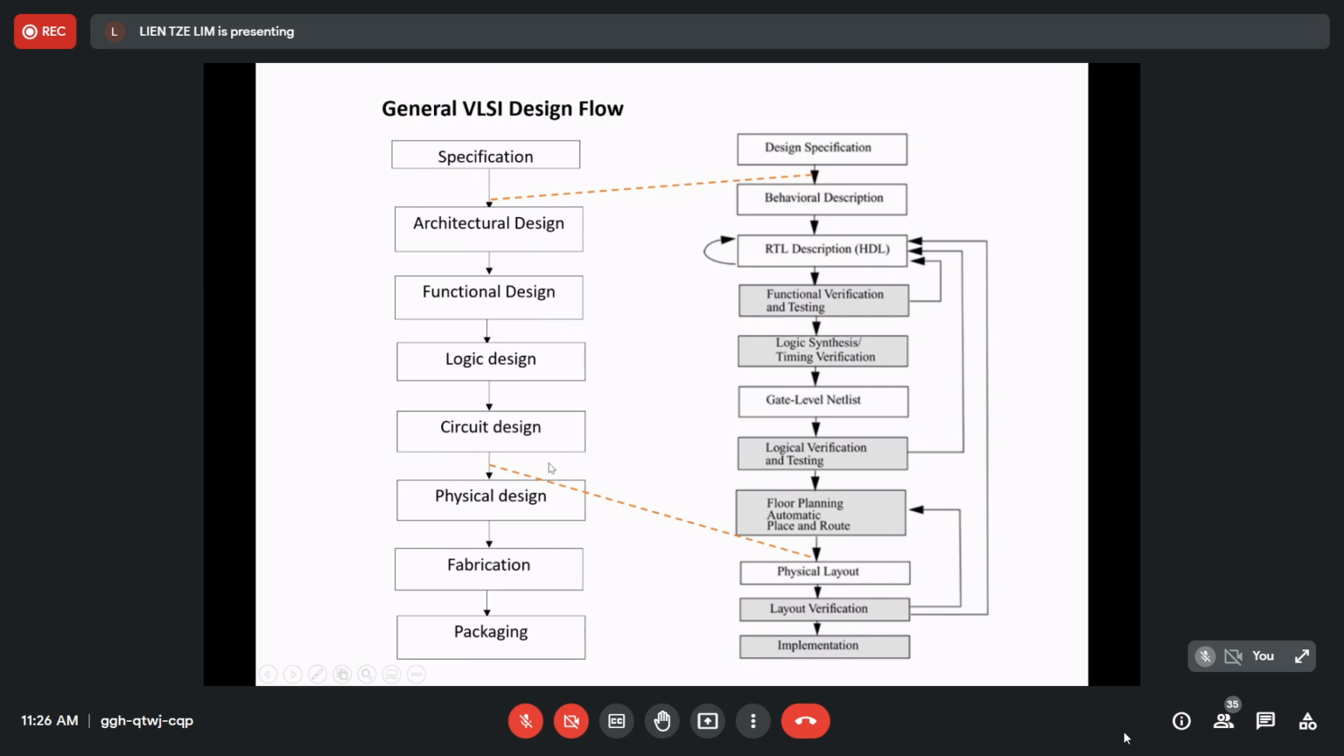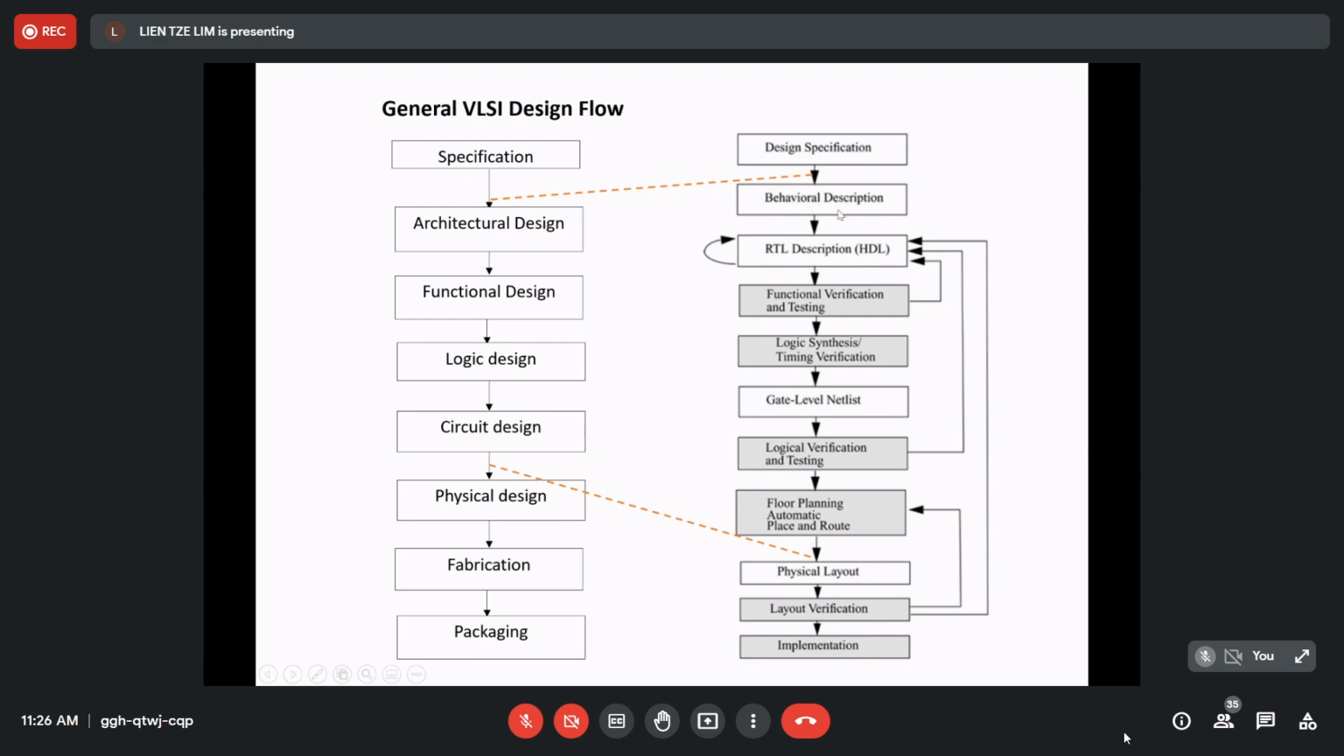This is for you to know which one to study. If you find a design flow that looks like this, it is also correct, because all of this is about the design part. As you see in this design flow, it starts with design specifications, and then behavioral descriptions and RTL descriptions.